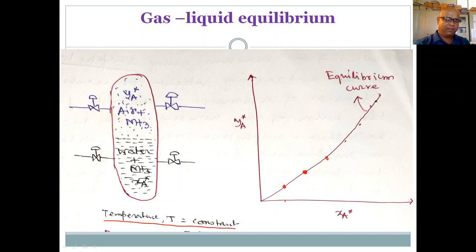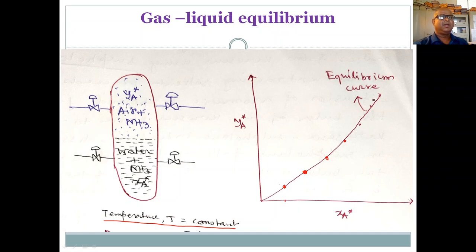Why is the equilibrium line important? Because we know mass transfer is possible only up to the equilibrium. When it reaches equilibrium, mass transfer is not possible, isn't it? Equilibrium means the net flux will be zero, which means no mass transfer will take place. So the equilibrium line tells you that you can go up to this point, mass transfer is possible, and beyond that it is not possible. That's why equilibrium data is very important.